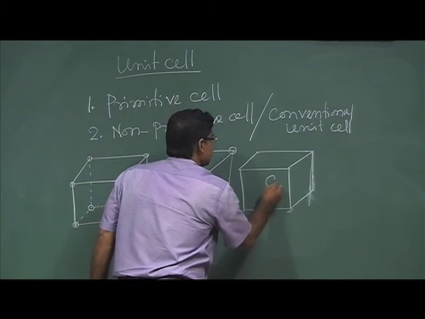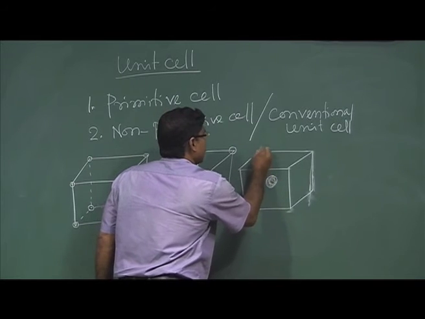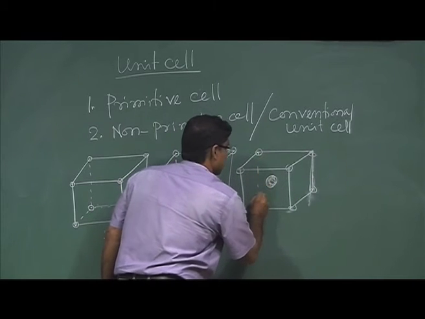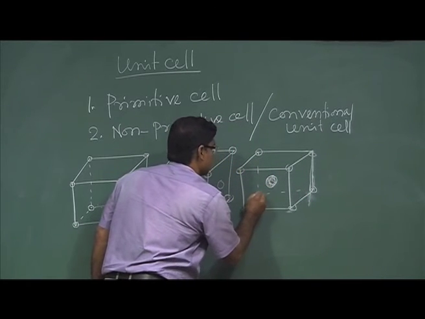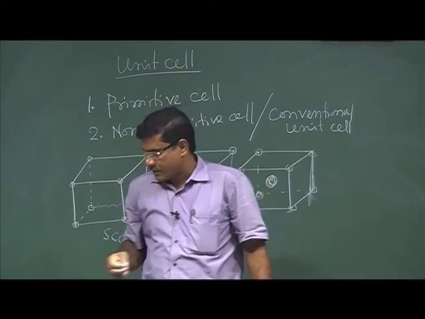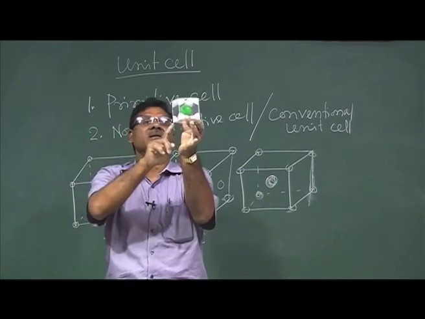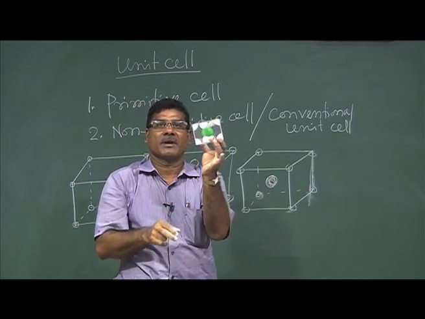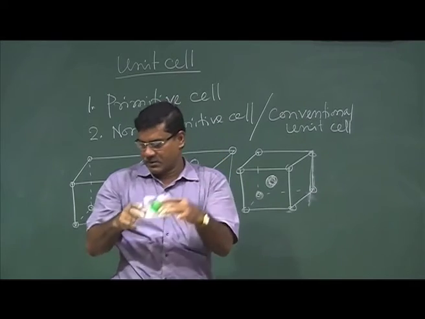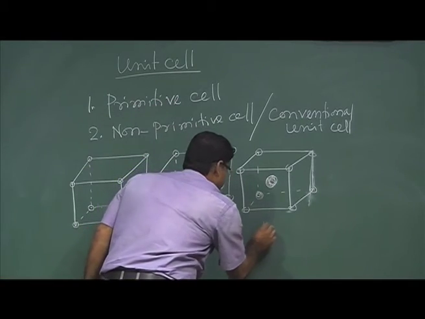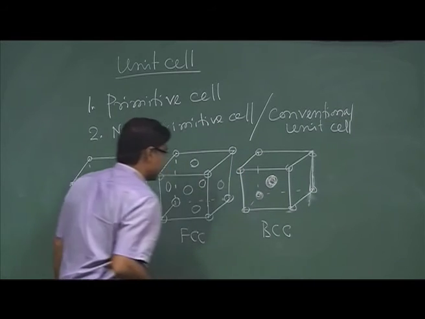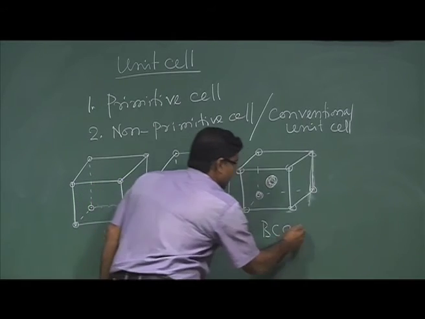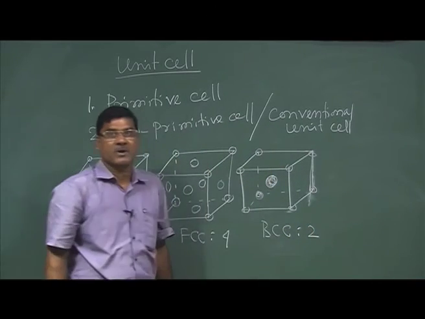and similarly for BCC you have one in the middle, apart from the 8 corners. So in the middle it is 1, and from the 8 corners 1/8 each makes 1. So in this case it is 2. So FCC has 4 lattice points per unit cell and BCC has 2 lattice points per unit cell.